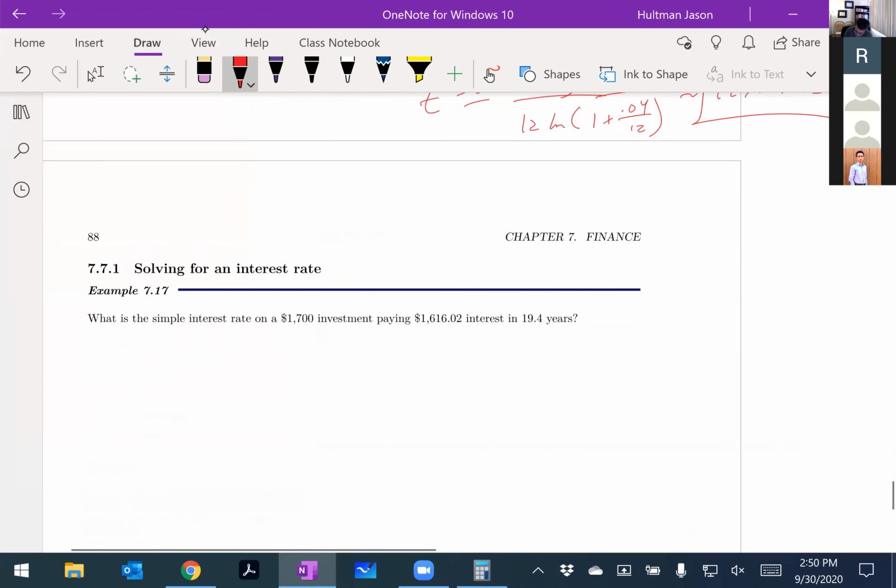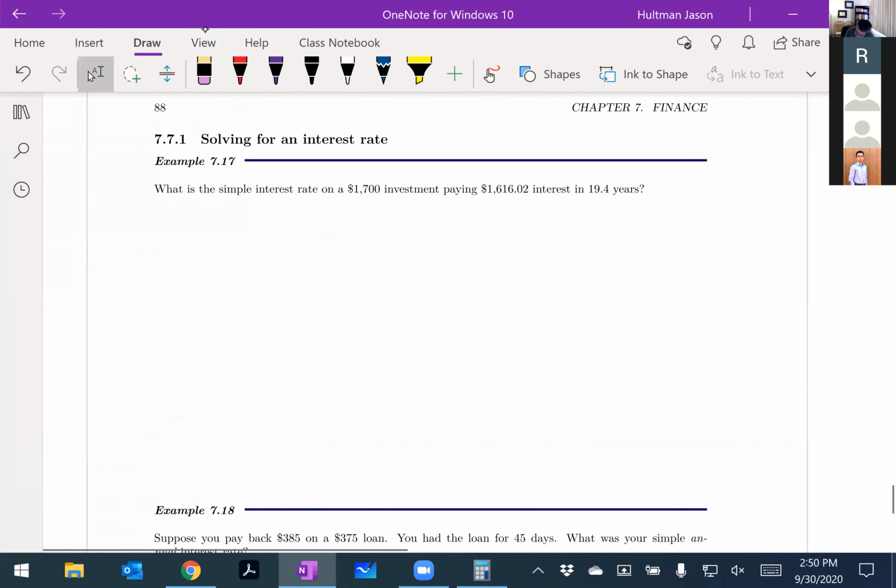Okay, last couple of examples here. What is the simple interest rate? Here we're looking for the interest rate on an investment. Well, what's simple interest? Simple interest, that was A equals P times (1 plus RT), right? That's my simple interest formula.